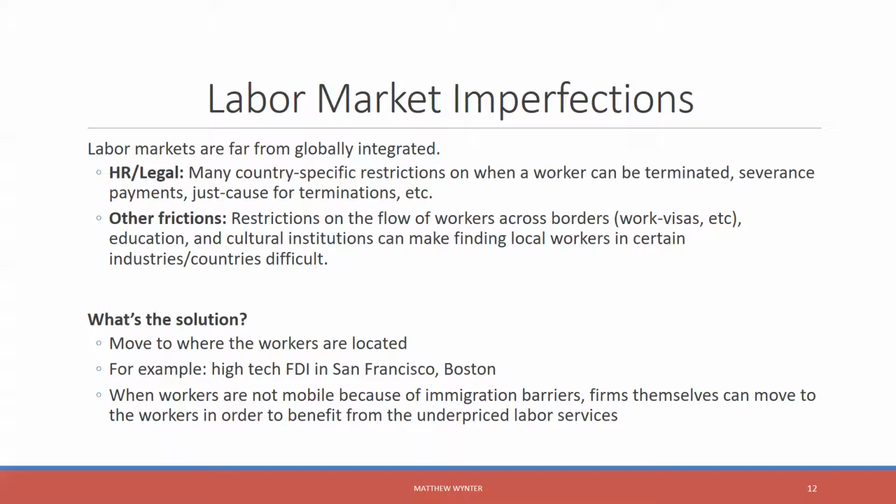It's not a cost that I have to incur to go and find really, really good and well-qualified individuals to work in this industry. So you see a ton of high-tech FDI with foreign firms acquiring US high-tech companies for largely the same idea, because you want access to all of these software engineers or all of these app developers who are here. So when workers are not mobile because of immigration barriers, cultural barriers, all sorts of restrictions that prevent the free flow of people and make it very difficult if you're trying to operate a business in a certain industry in a certain location, the firms that are able to can move to where the workers are to benefit from these underpriced labor services.